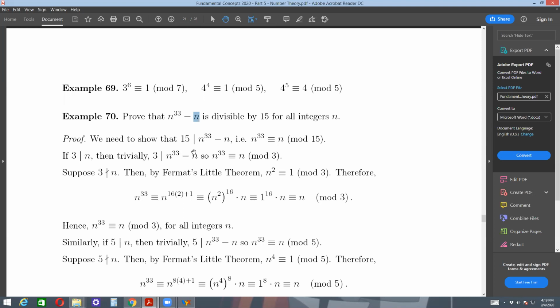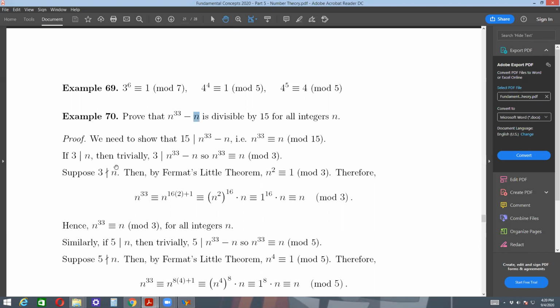So if 3 divides n itself, then obviously 3 would divide this, n to the power 33 minus n, right? Because 3 would divide this and it would divide this. It means that n to the power of 33 is congruent to n mod 3, if n is a multiple of 3.